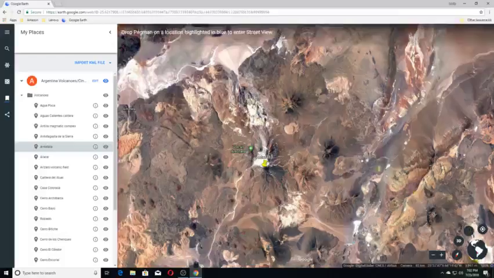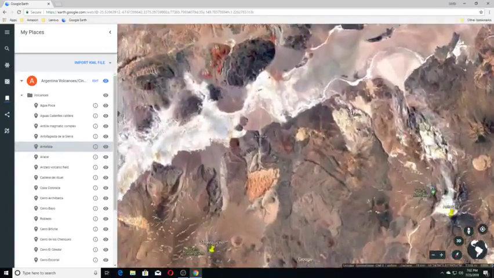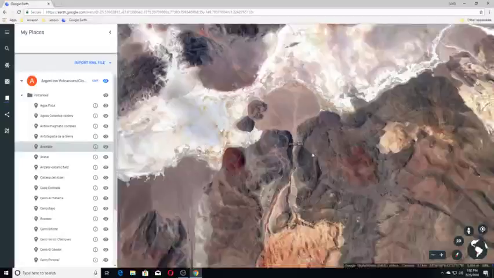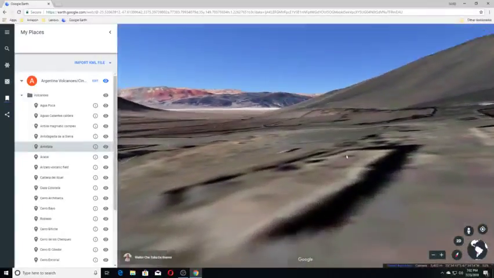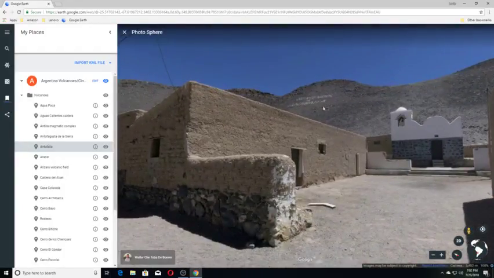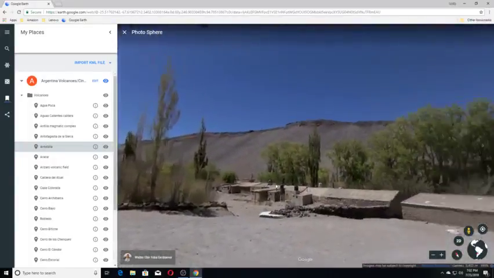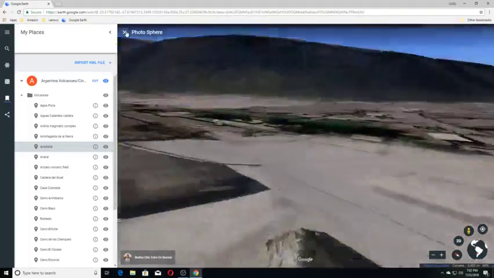And we're going to just look and see if we have any views in this area at all. We have one over here, so we'll go over here. And you can see it says Antofagasta over here. So this is the town. And I'm guessing if we look this way, it says Antofagasta over here. So these are buildings. So that doesn't help very much.